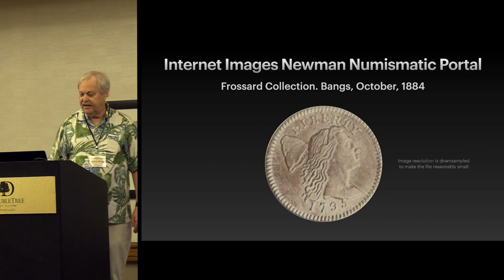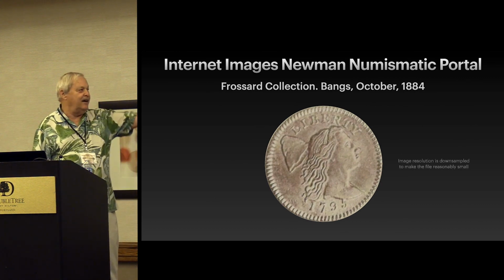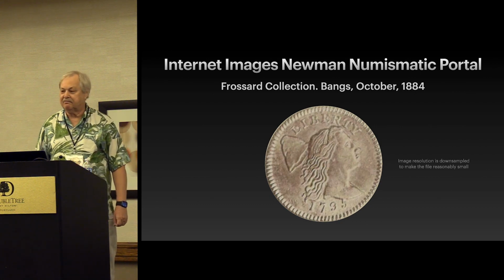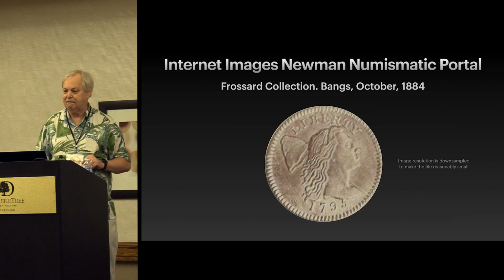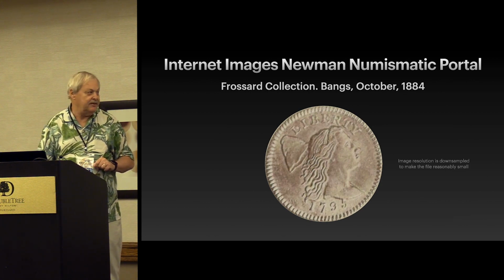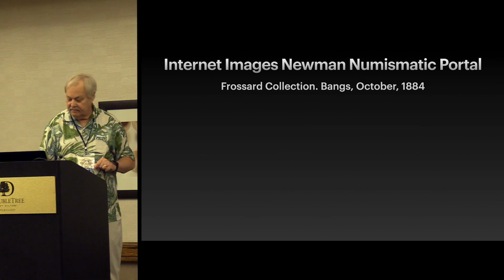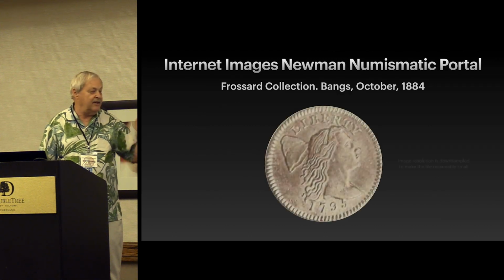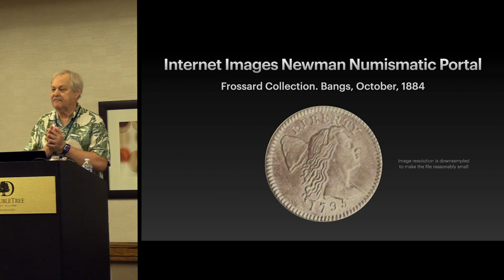Well, okay. You can get that Frossard catalog on the Newman Numismatic Portal. This is the Newman Numismatic Portal image of the same coin. Does it look like what I showed you? Let's get it back. That's the heliotype. And that's what it looks like on the Newman Numismatic Portal. Why do they look different?